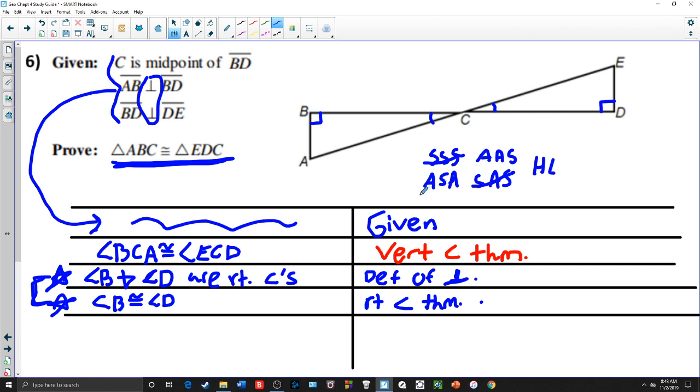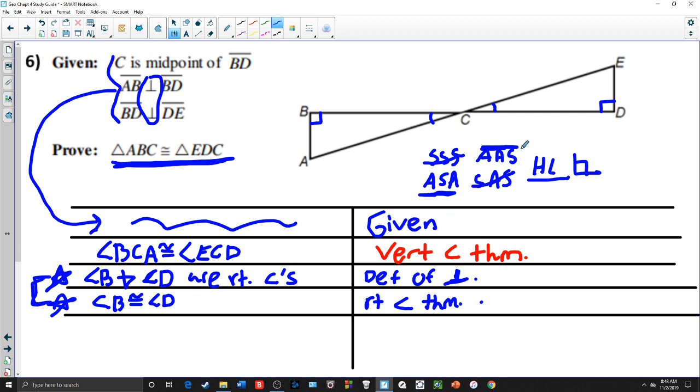This one, ASA, requires 2 angles, which I have. I have 2 angle pairs matching between the triangles. And AAS also requires 2 angle pairs, which I also have. So these two look possible. And even HL, because remember, HL requires a right angle to work, and in this case, we actually do have 2 right angles. So all 3 of these are still possibilities right now.